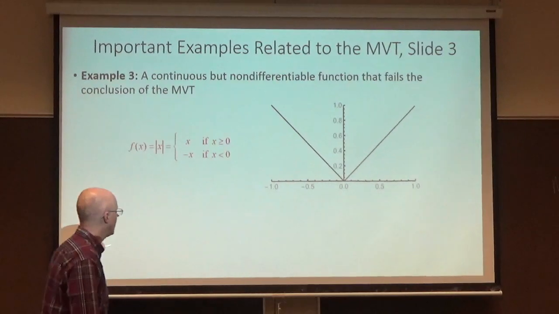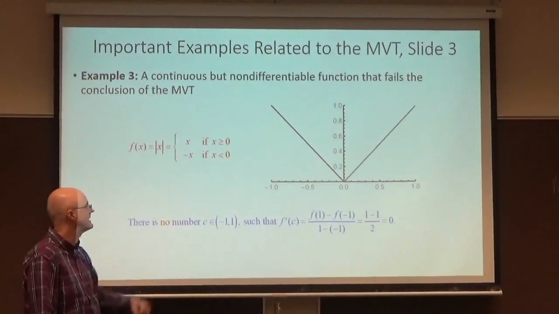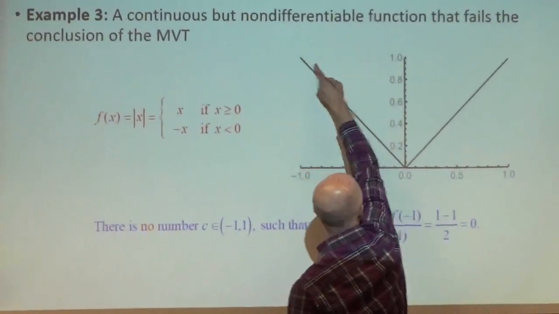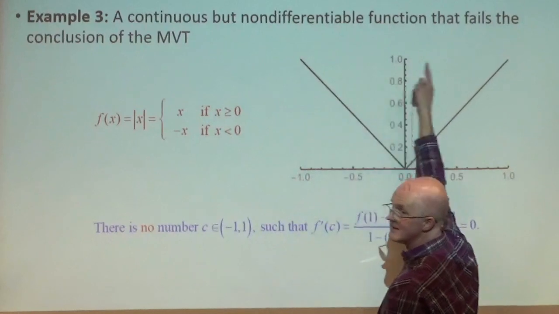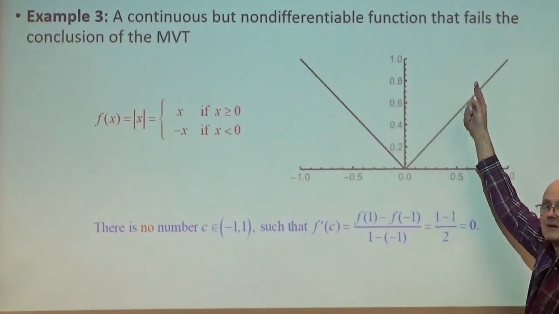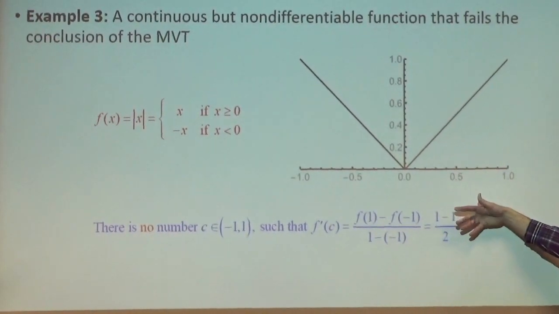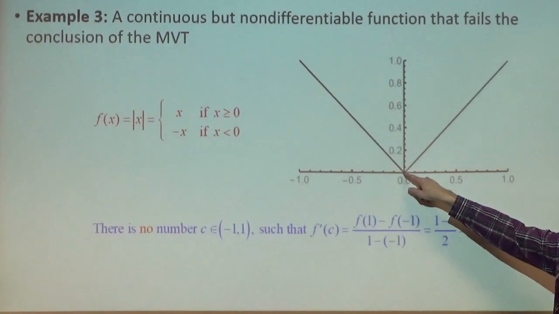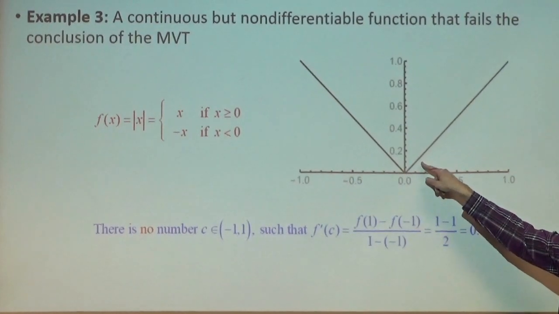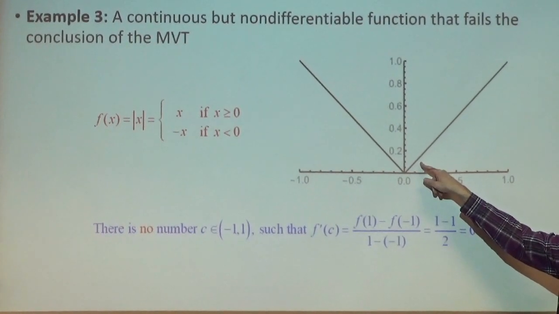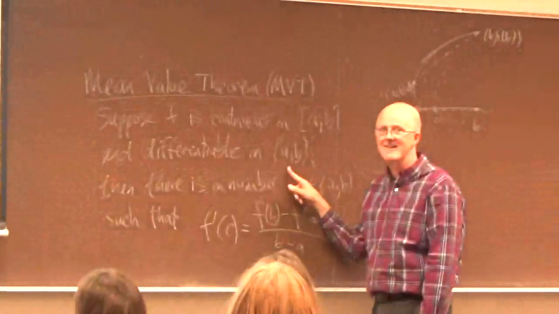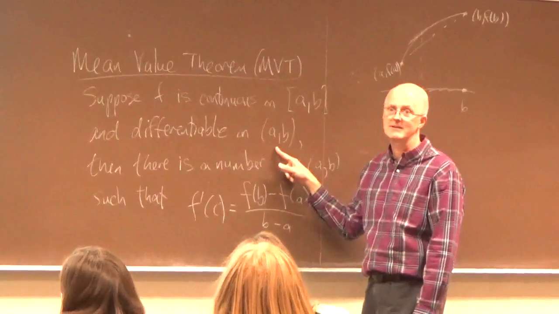And in fact, the conclusion of the mean value theorem fails. There is no number c between -1 and 1 where the slope of the tangent is the slope of the secant. The secant here is just a horizontal line, slope of 0. But there's no point where the tangent line has a slope of 0, including at 0. There is no tangent line there, because the graph has a corner. It's not smooth. So we failed the hypotheses at just one point. And in this example, the conclusion was not satisfied.